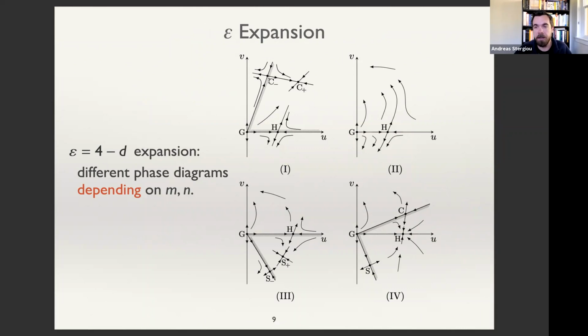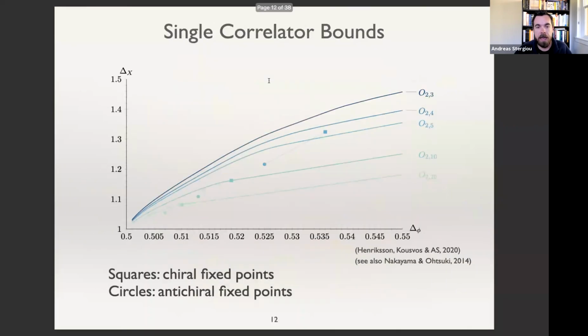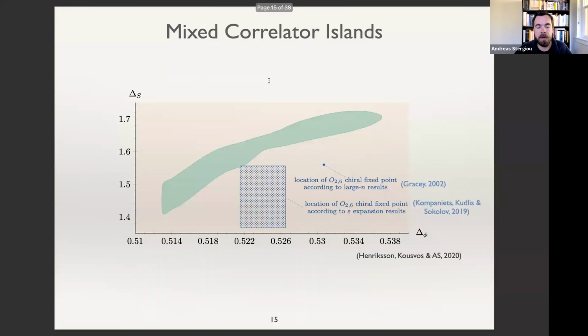The chiral and the antichiral, they still exist. And in this case, we managed to get an island. There is a separate prediction from the epsilon expansion of where the chiral fixed point should be, which is this rectangle over here. This is what we got from the bootstrap, the green region. There is some tension with the epsilon expansion. But to make it more precise, we need to do a lot more work to understand exactly. Is this a feature or a bug?